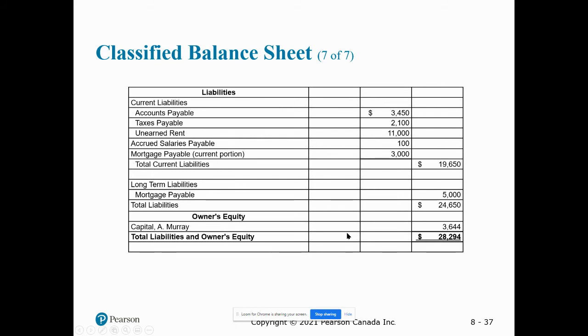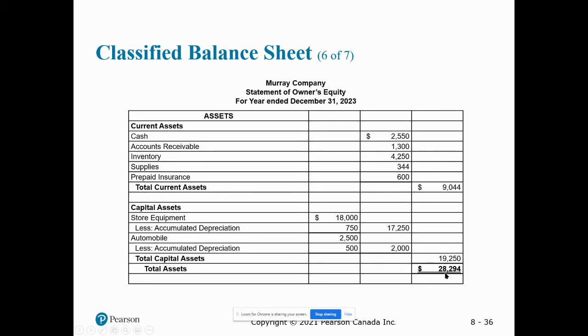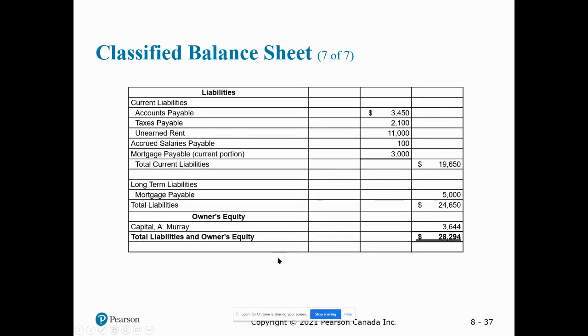And then from my statement of owner's equity, I've figured out what my ending capital figure is. And that gives me the ending balance sheet figure. I'm just going to have a quick look. We can see that my total assets, the $28,294, equals my total liabilities and equities of $28,294.